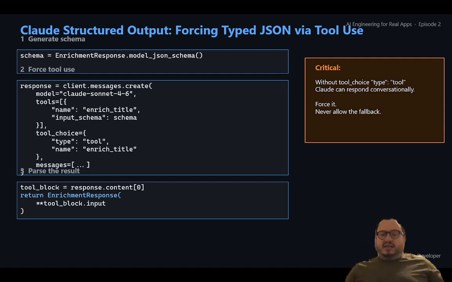No string parsing, no JSON loads on a fenced code block, no regex to strip the preamble that appeared before the JSON. One more thing, we set the tool to force mode, meaning Claude must call the tool. It cannot respond conversationally. If we allow conversational fallback, we are back to string parsing.